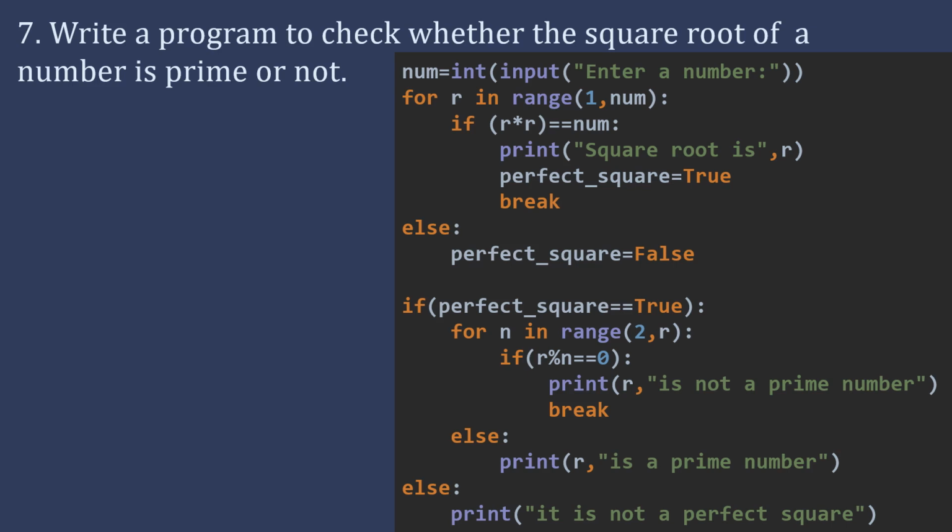Here I have taken the range from 1 to num, but you can also take 1 to num by 2. That is also fine. Why check till the number? You can just check till the number divided by 2. Let's say, for example, if you want to check whether 16 is a perfect square or not, then it has to check all the numbers from 1 to 15.